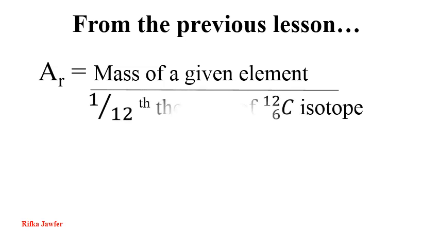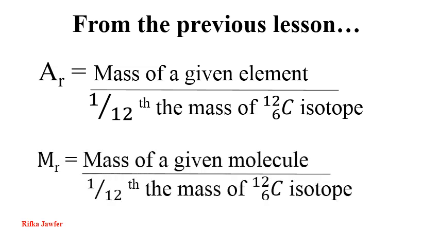Relative atomic mass is equal to mass of a given element divided by 1/12 the mass of C-12 isotope. And relative molecular mass is equal to mass of a given molecule divided by 1/12 the mass of C-12 isotope. Now let's talk about Avogadro constant.